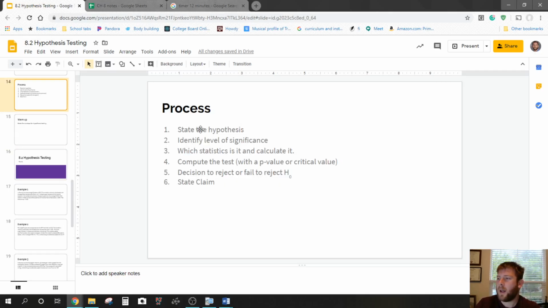that process. First thing we're doing is stating the hypothesis, the null and alternative. Then we're identifying our level of significance, which is alpha. We are then going to calculate the test statistic, which we've already done. And then today what we're going to do is compute the test by finding the critical value, comparing the critical value, and then deciding whether we're going to reject or fail to reject the null hypothesis.